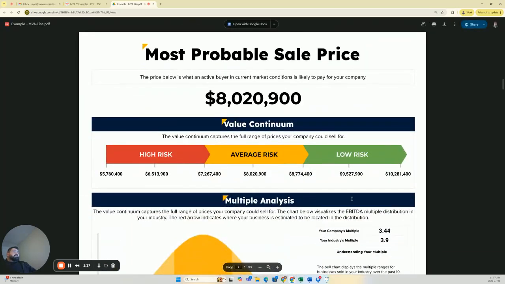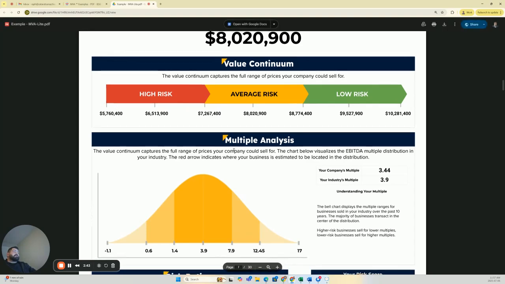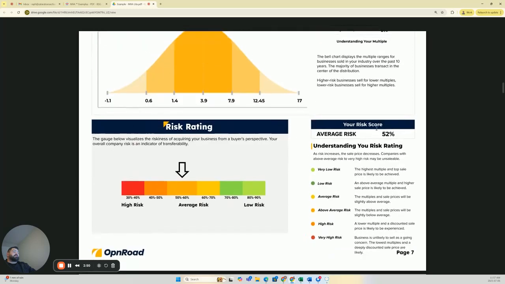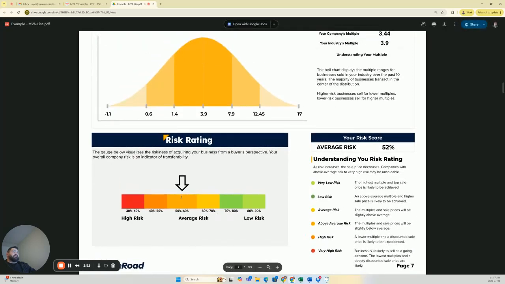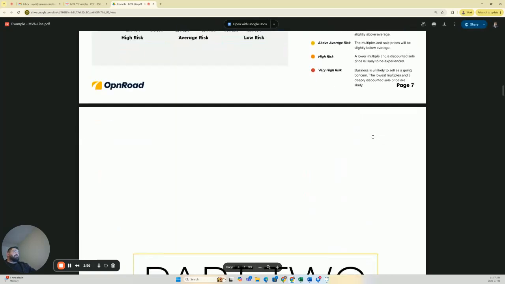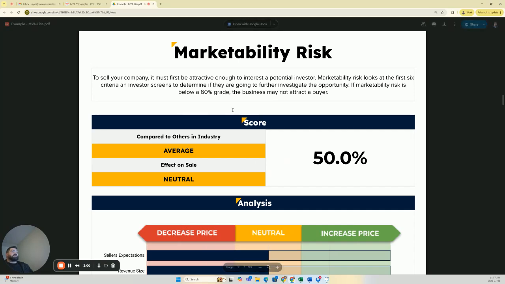Okay, so then you have your most probable selling price. Here's the continuum, right? And then you have your multiple. Here's the industry multiple. Here's your multiple. Here's why. Your risk rating is over here. 52% is the risk score. So then we go over our different risk factors.